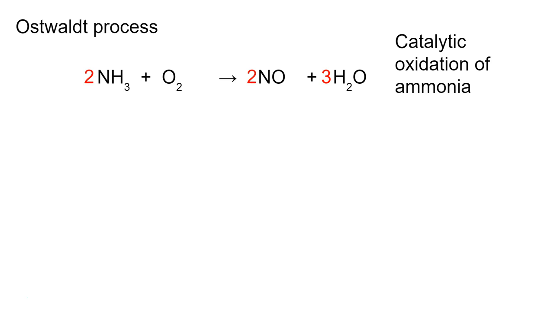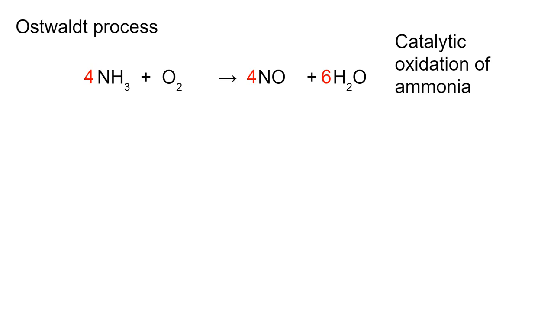Take your existing balancing numbers and just double them. So instead of a 2 here, I'm going to have a 4. Instead of a 2 here, I'll have a 4. And instead of a 3 here, I'll have a 6. Okay, and now let's see what happens if I try to figure out oxygen.